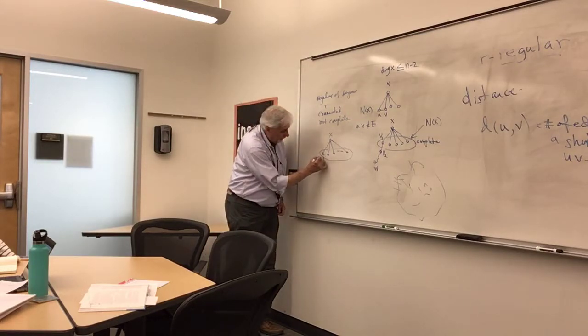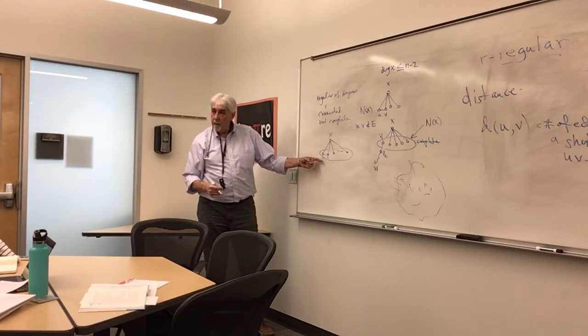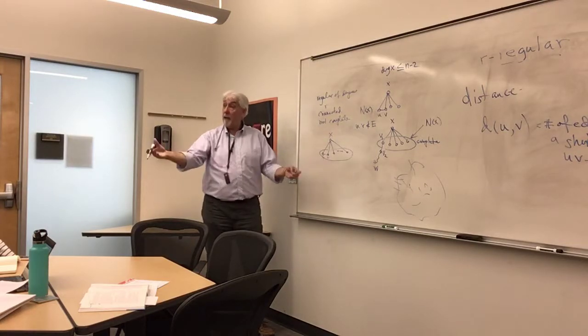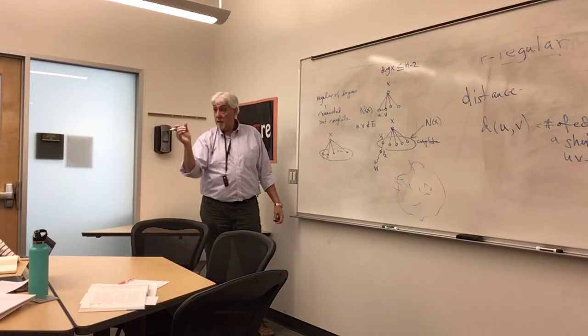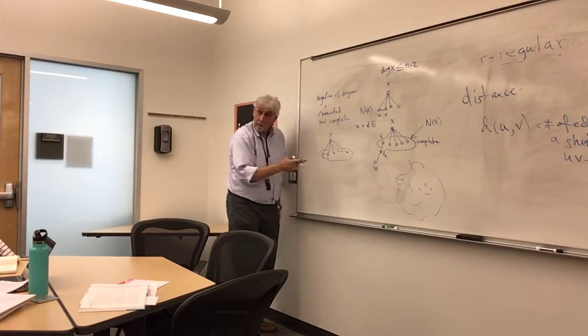If there is a pair of points, say U and V, that are not adjacent, then what's the shortest path from U to V? K plus 1. 2. And what am I looking for? All the possible degree sequences. Okay. So, in fact, if it's not complete, then we're done.